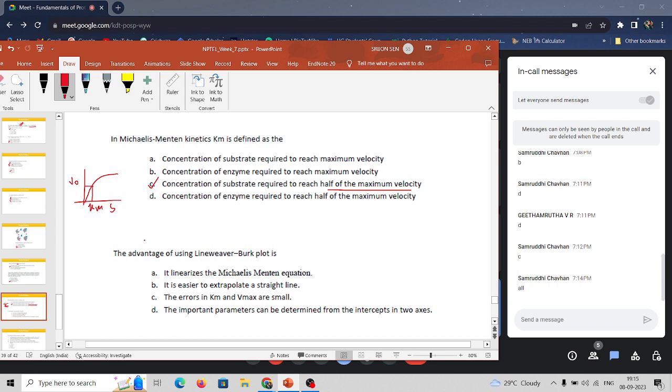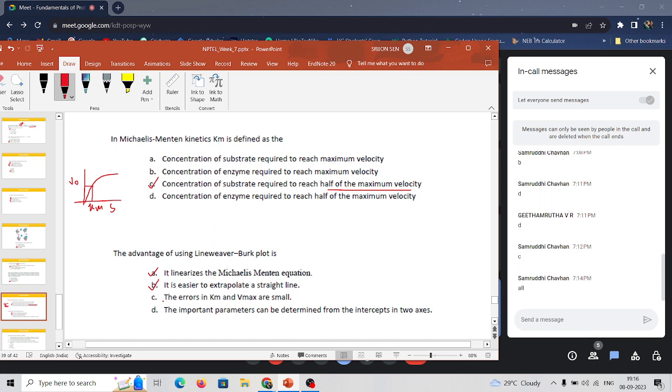No answer from anyone else? Okay. So what is the advantage of using a Lineweaver-Burk plot? The first thing that comes to our mind is that this is a rectangular hyperbola, and deriving an equation from this becomes very difficult. So the Lineweaver-Burk plot helps in linearizing the Michaelis-Menten equation. That is correct. It is easier to extrapolate a straight line. That is also the same, so that is also correct. You get a straight line.